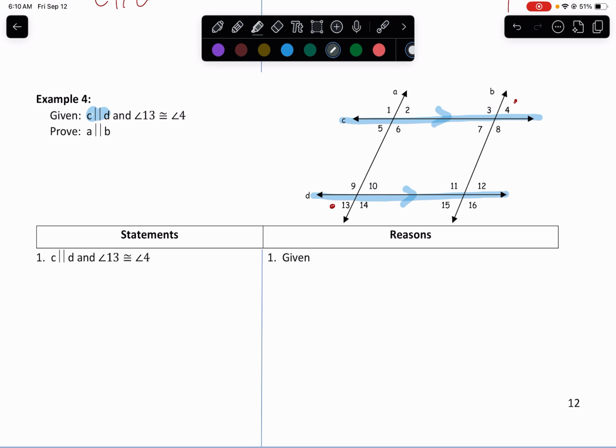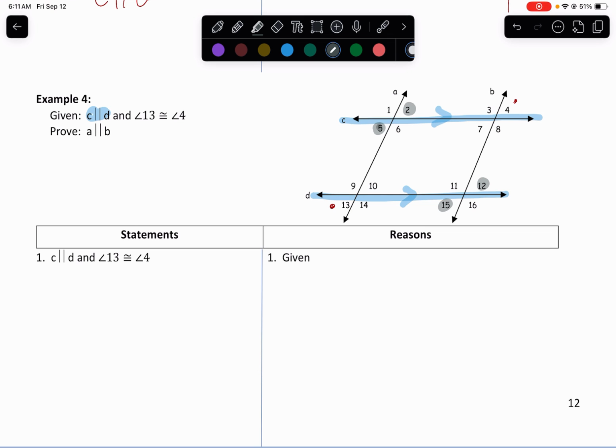So for 13, it is outside of line C and D, and it's on the left side of that transversal, line A, if I'm just focused on the left. And so I could say angle 13 is congruent to angle 5, because those are corresponding angles. And because the lines are parallel, corresponding angles are congruent. I could also do angle 13 and angle 2, because if the lines are parallel, then alternate exterior angles are congruent. Or, if I use angle 4, I could do angle 4 is congruent to angle 12 by corresponding angles, or angle 4 is congruent to angle 15 by corresponding angles.